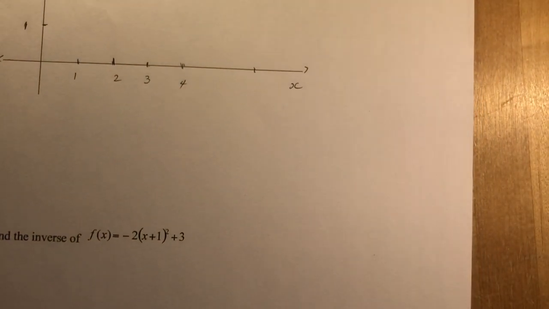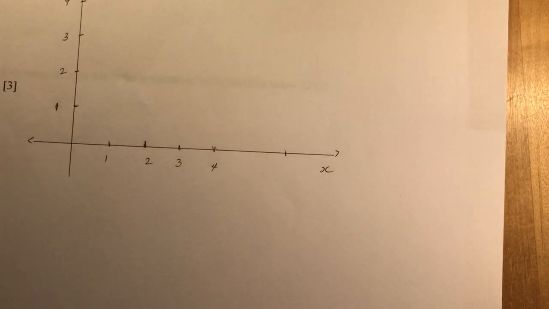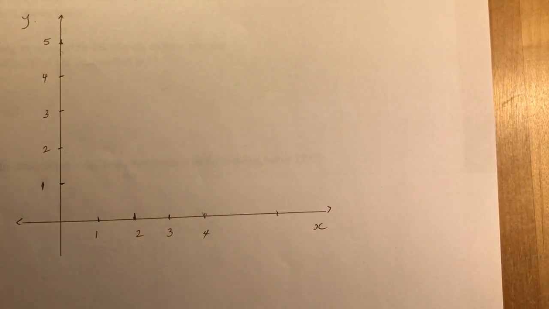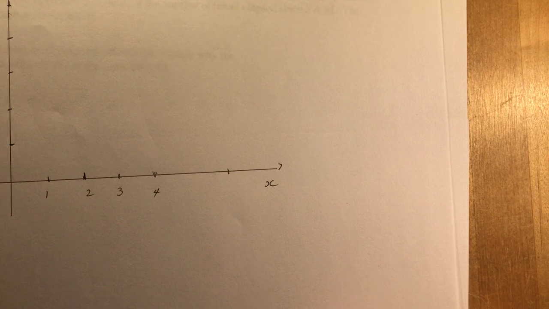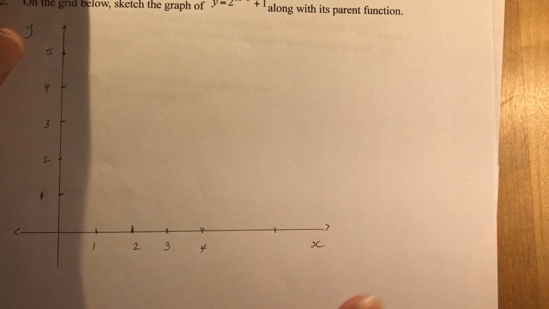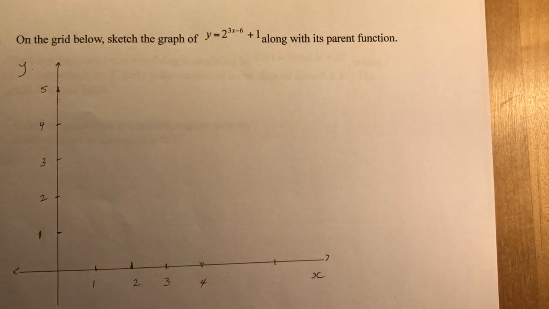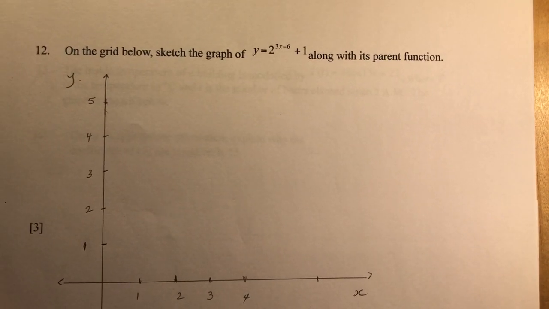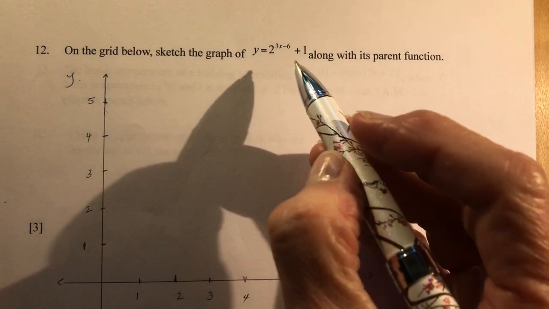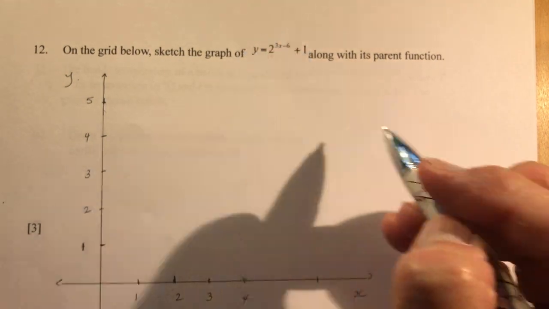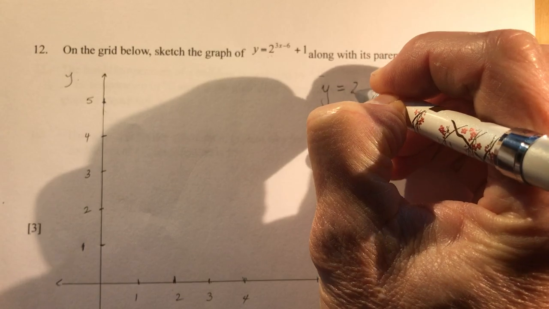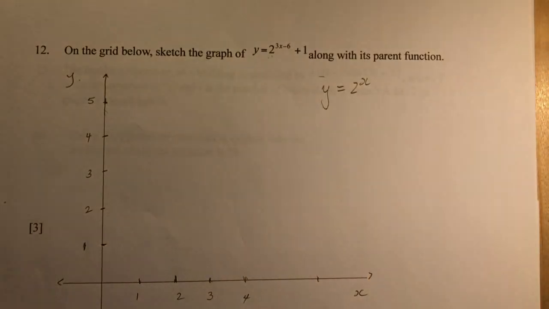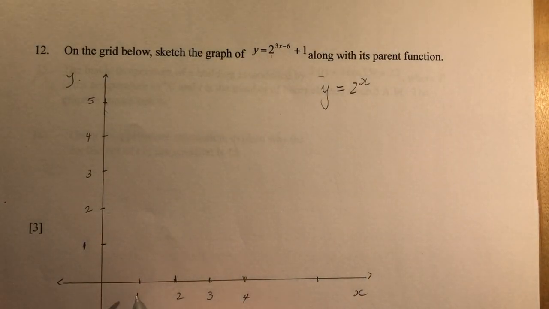The next question, on the grid below, and you didn't have a grid, so I made one here for us for the test. It says, sketch the graph of y equals 2 to the 3x plus 6, plus 1 along with its parent function. So what's the parent function, you ask? That's the first thing. Let's graph the parent function. Parent function is, this is my base, so it's y equals 2 to the x. That's the parent function. So you should know 2 to the minus 1 is 1/2.